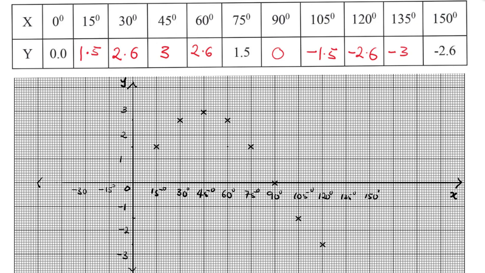The next one is when x is 135 degrees, y is minus 3. So this one, 135 degrees, and this minus 3, they're going to meet here. Then the last one is when x is 150 degrees, y is minus 2.6. So 150 degrees is here, minus 2.6. 6 boxes under minus 2. It's going to be here.